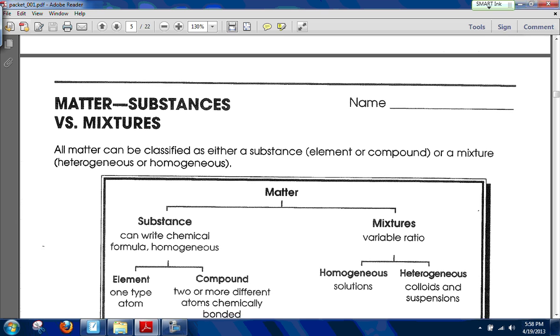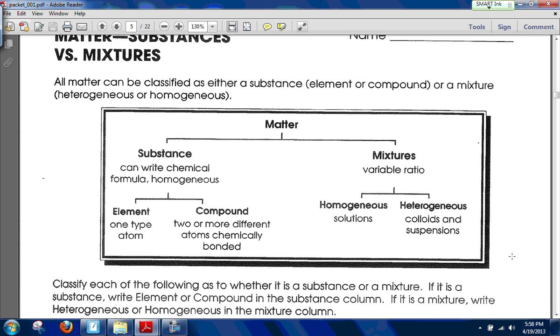Next thing, matter and substances versus mixtures. So a matter is the basic building block of everything that you can touch. And we can break those up into substances, or we can break them up into mixtures. The difference between a substance and a mixture is that a substance, you can basically write the chemical formula. A mixture, you can't write the chemical formula, like salt and water. You put them in together, you have salt water, you have a solution of it, but you don't know how much of each thing is in every single little piece.